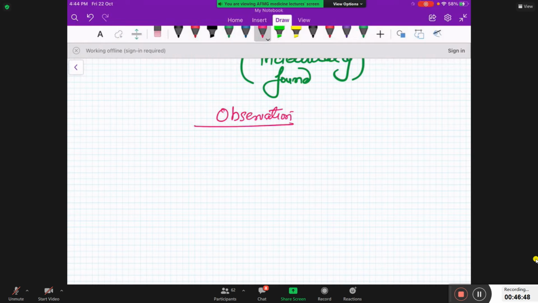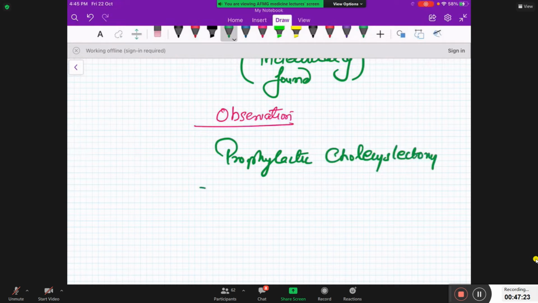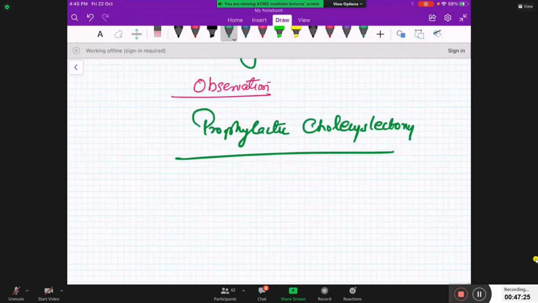But there are times, even when the patient is asymptomatic of gallstone disease, we are still supposed to offer cholecystectomy. And when we offer a cholecystectomy without the patient having any symptom in an asymptomatic gallstone disease, that cholecystectomy is called prophylactic cholecystectomy.